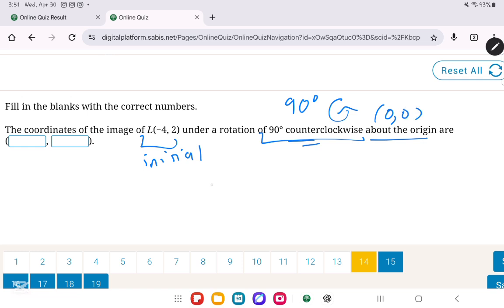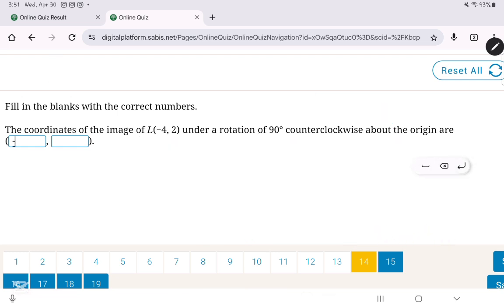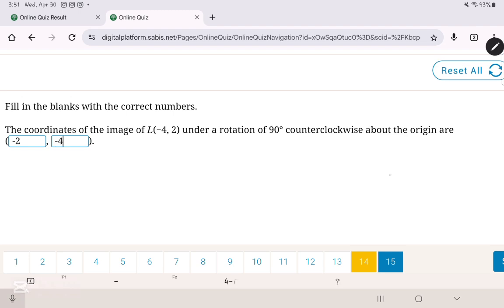So what does this mean? This means it will go from AB, it will become minus BA if you're dealing with the counterclockwise. So AB in this case, it is minus 4, 2, it will become minus BA. So minus B, so it becomes minus 2, and then A, which is minus 4. So it is minus 2, minus 4.